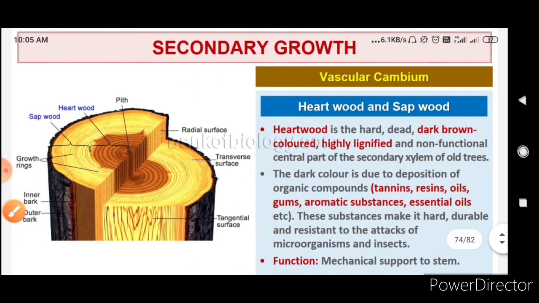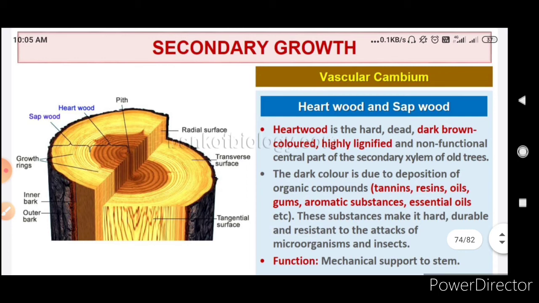Now comes the heartwood and sapwood. Now heartwood is the hard, dead, dark brown colored, highly lignified and non-functional central part of the xylem of the old trees. The dark color is due to the deposition of organic compounds like tannins, resins, oils, gums, aromatic substances, essential oils, etc. These substances make it hard, durable and resistant to the attacks of microorganisms and insects, and its function is mechanical support to the stem.